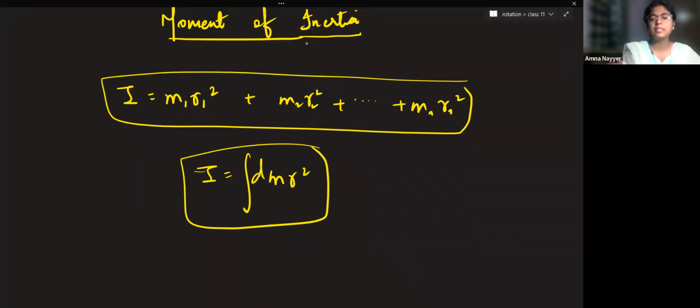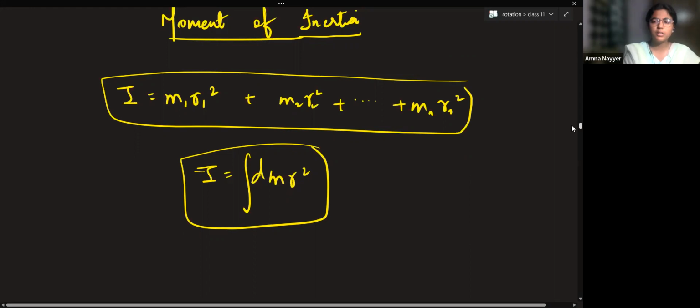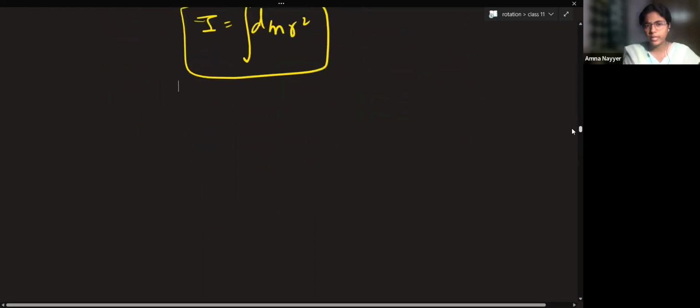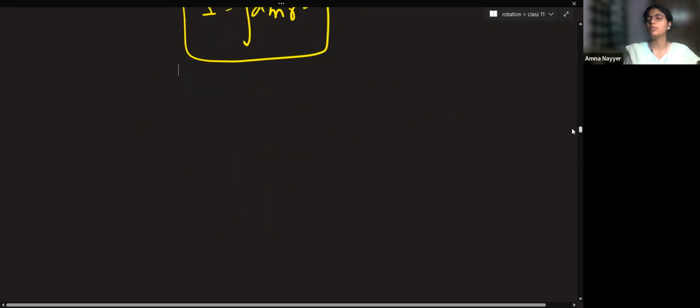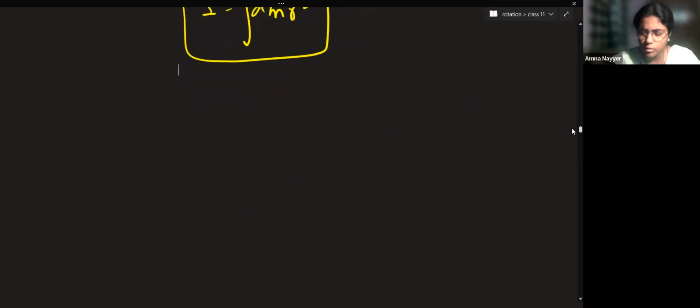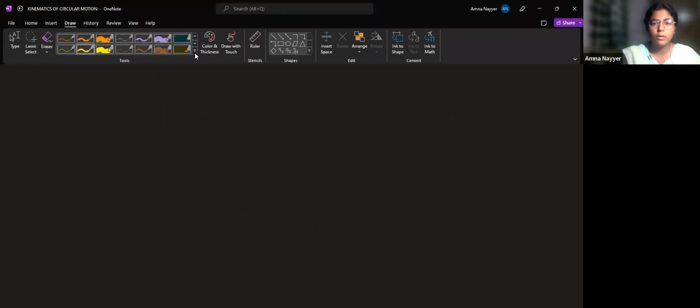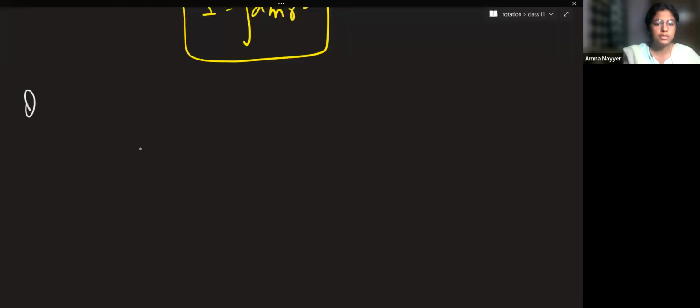Let's take the example. For a few moments of inertia, you have to remember like mr square for one, mr square by 2 for another, mr square by 4 for something. Likewise, you have to remember that, we'll see later on. But let us see how to use this, how to calculate moment of inertia. Then I'll tell you those things.